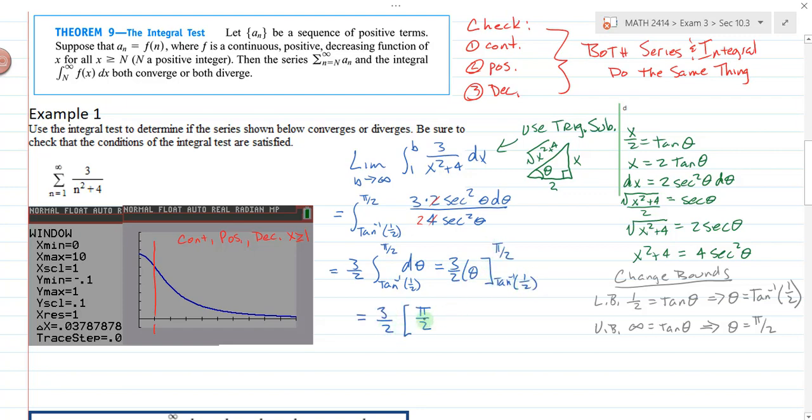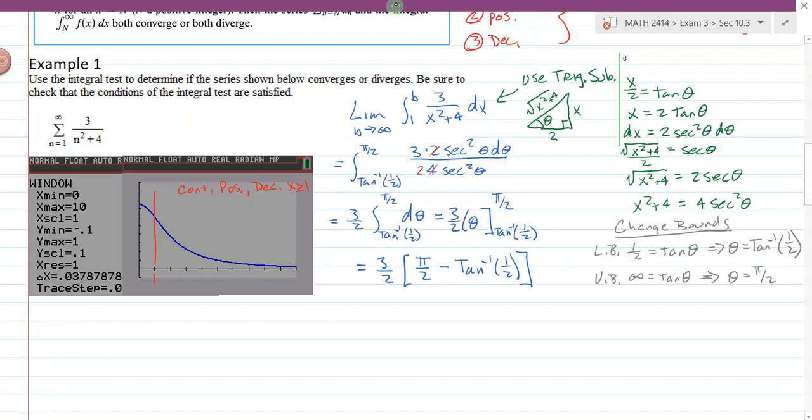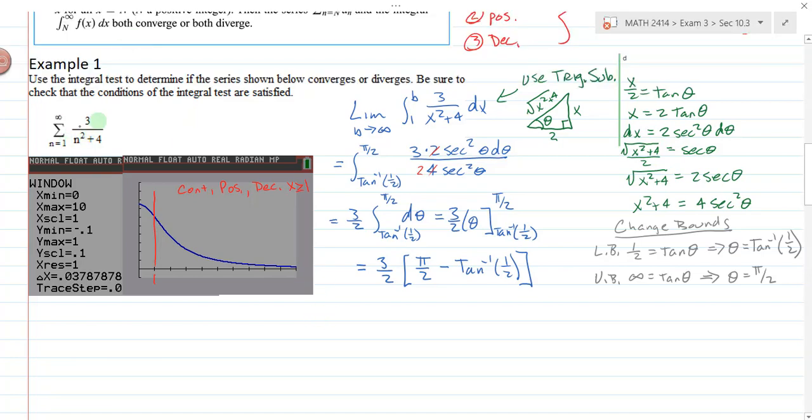That's going to be 3/2 times, plug in your upper bound, and you get pi over 2 minus tan inverse 1/2. All right, so since this is a positive finite number, I don't need to get a decimal approximation. The integral, we say, converges because I got a final answer. Well, if the integral converges by the integral test, that means that this series is also going to converge. So our conclusion here would be that our series converges by the integral test.